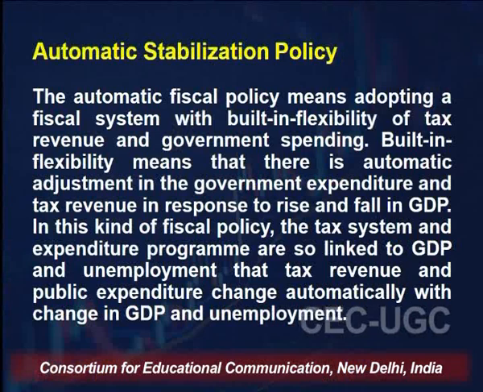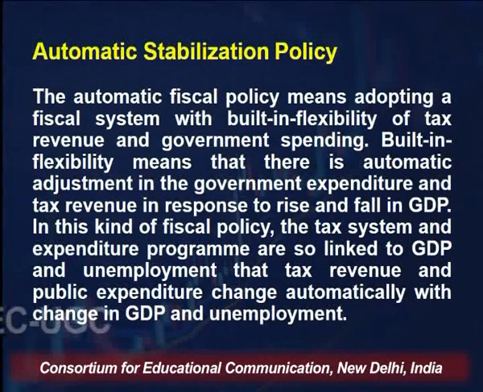So the working of the different kinds of fiscal policies is discussed. Suppose, for example, we talk about automatic stabilization policy, the first type of fiscal policy. Automatic fiscal policy means adopting a fiscal system with built-in flexibility of tax revenue and government spending. Built-in flexibility means that there is automatic adjustment in government expenditure and tax revenue in response to rise and fall in GDP.